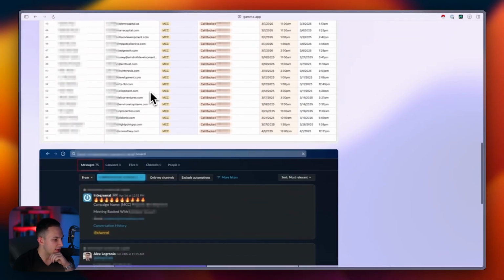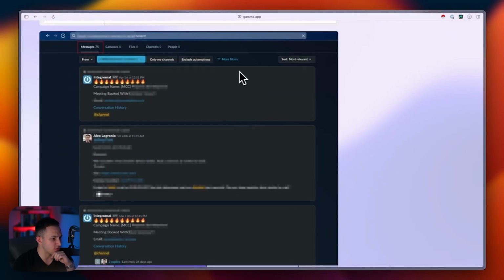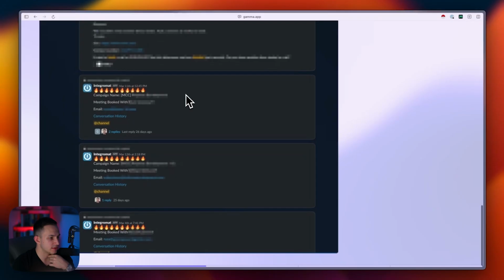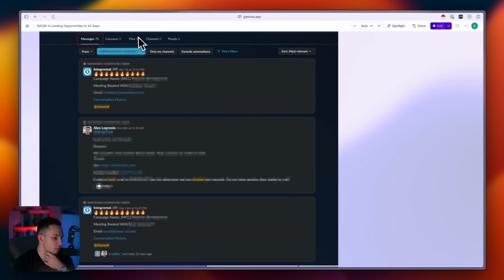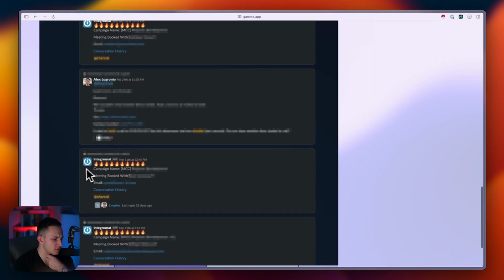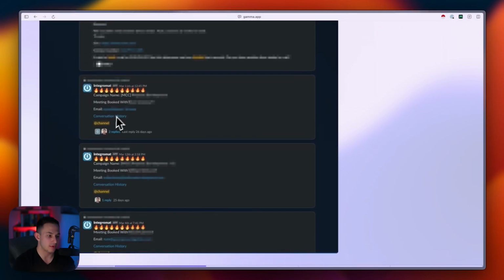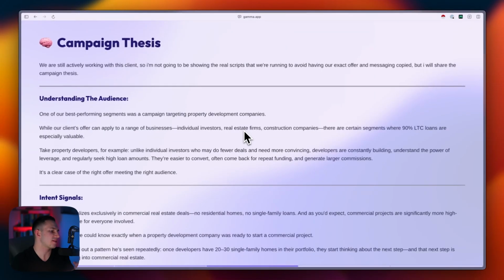Okay. Now, here's a picture from our Slack. Obviously, I had to blur a lot of these things out because I don't want to leak any of the client's privacy. But point is, you can see 75 messages with the word booked in them. You can see a lot of them are notifications. You can see that this stuff really did happen. Okay, that's my point. Now, moving on, let's talk about the campaign thesis.